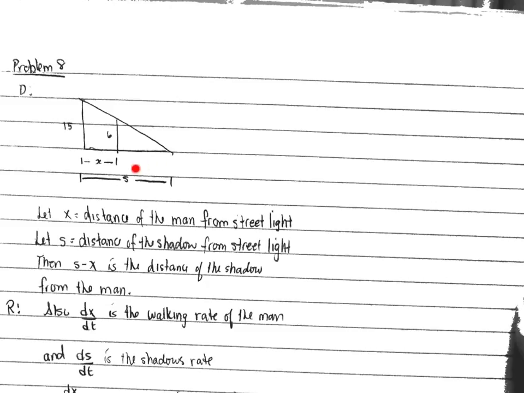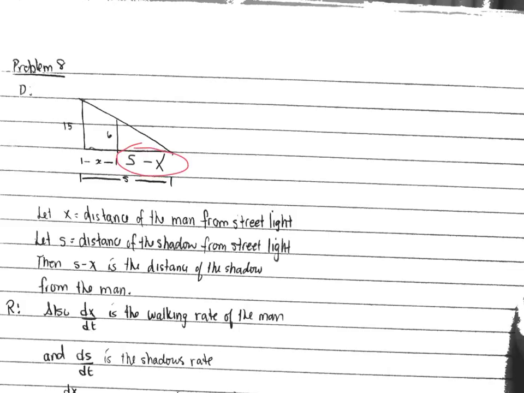And so notice that here, s minus x, let me write that down, s minus x. That's actually going to be the distance of the shadow from the man. And that's going to be the important part right here. So this s minus x is the one that's going to matter for us a lot.